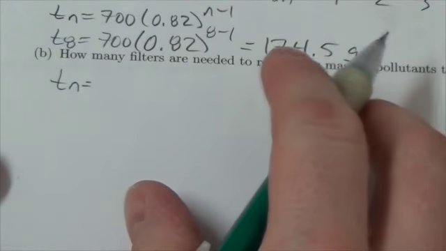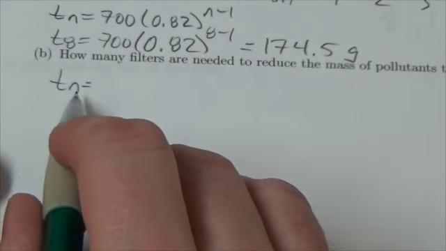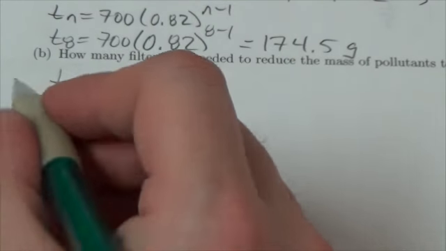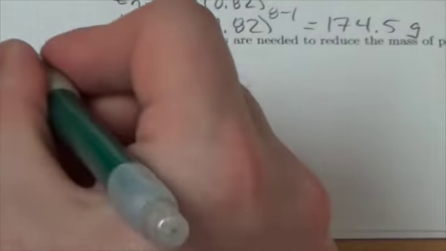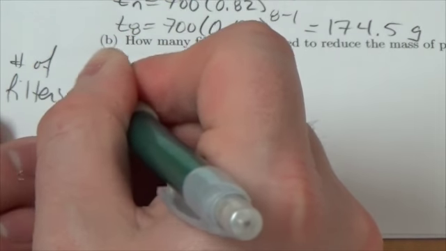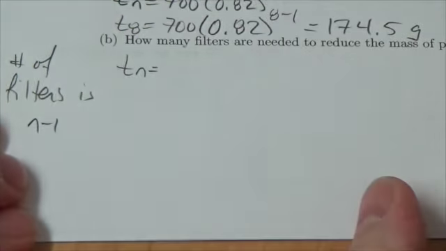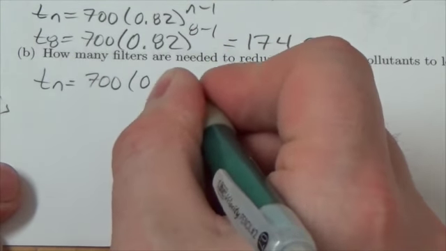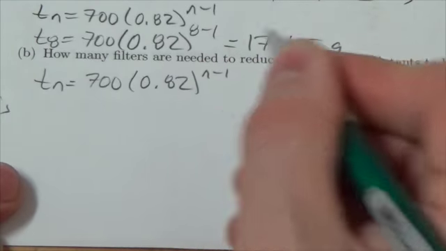Now remember, the terms in the sequence, n is not the number of filters. I've got to think about that. The number of filters is going to be one less than this, okay? So over to the side here, I'll put the number of filters is n minus 1. And now we come back into this, so 700, 0.82 to the n minus 1.